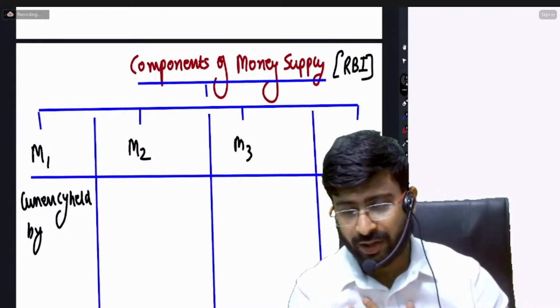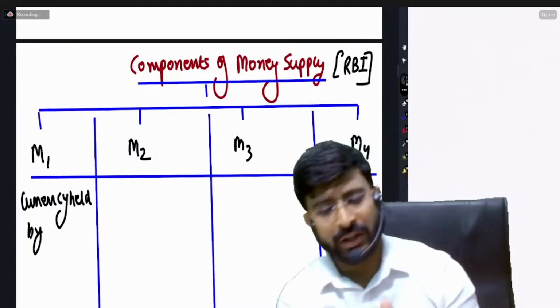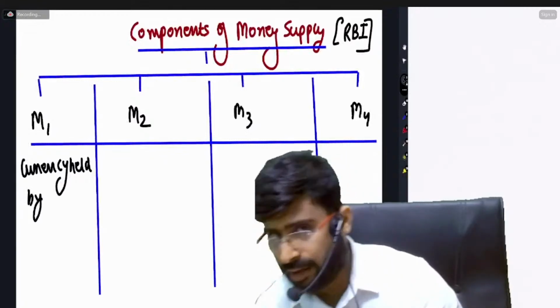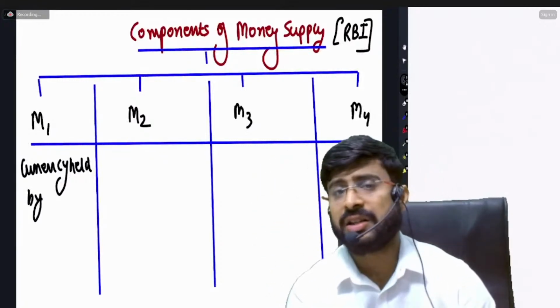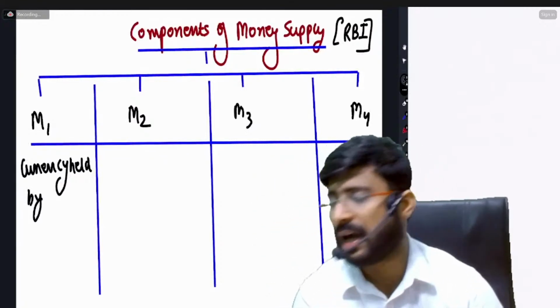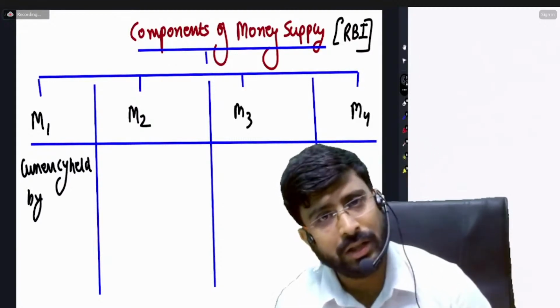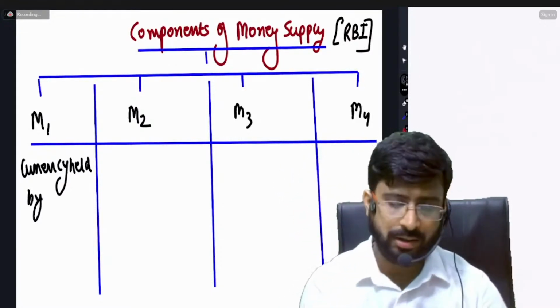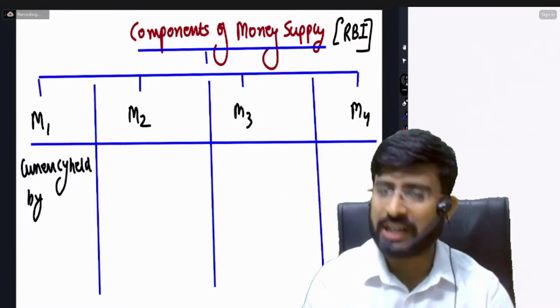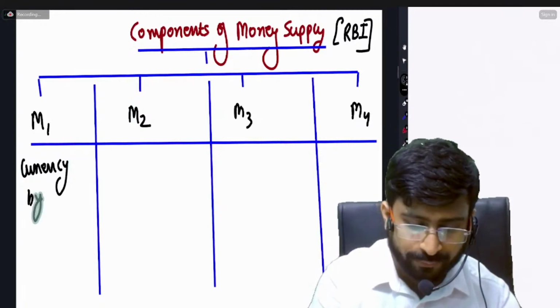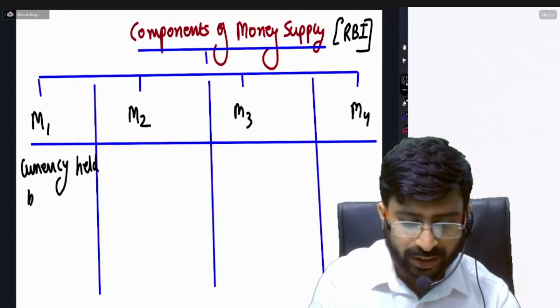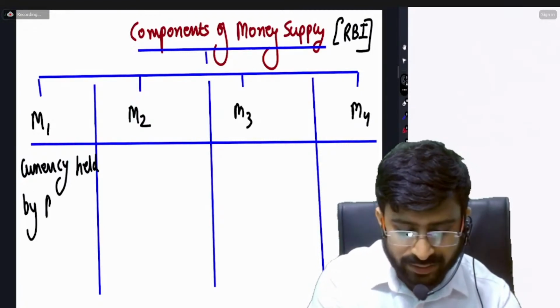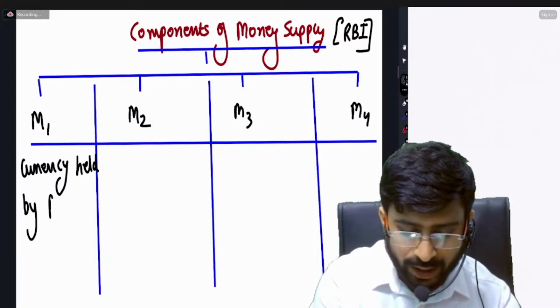This is not what I am categorizing into M1, M2, M3, M4. This categorization has been done by RBI, not by me. Is that clear? Yes, sir. So what does it include? It includes number one, currency held by the public.